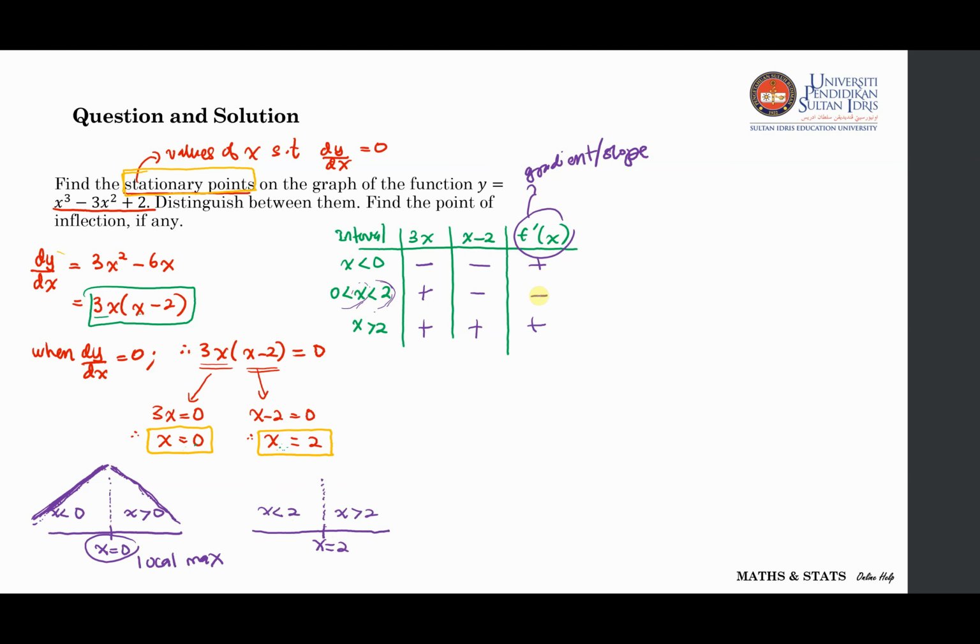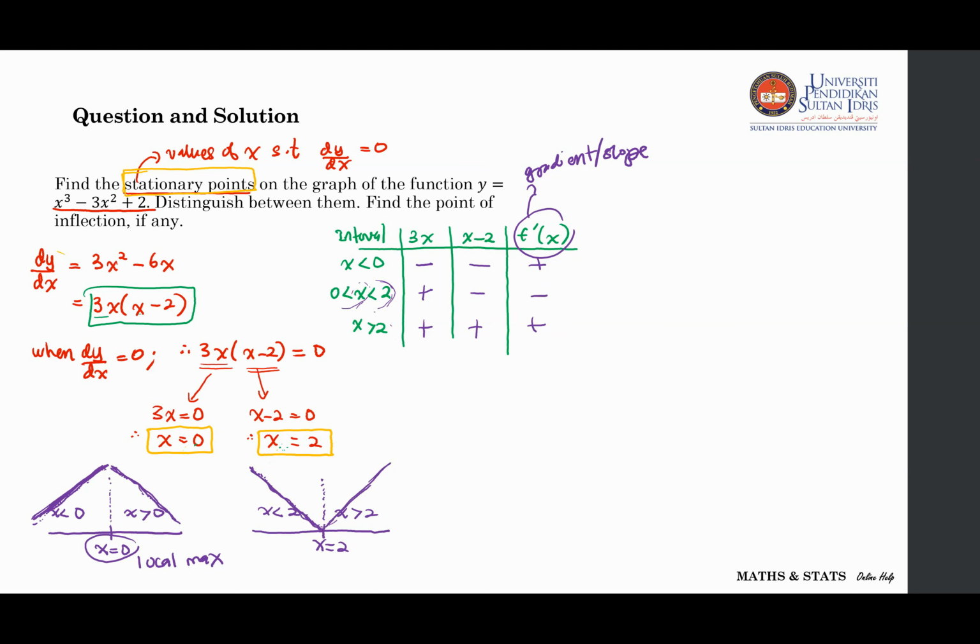Based on this table of intervals that we have here, x being less than 2 is this one. So you can see that the gradient is negative. Therefore, we know that it is going downwards towards x equals 2. This is what you can imagine. The gradient is negative. And for x greater than 2, the gradient is positive, so that means it's going upwards.